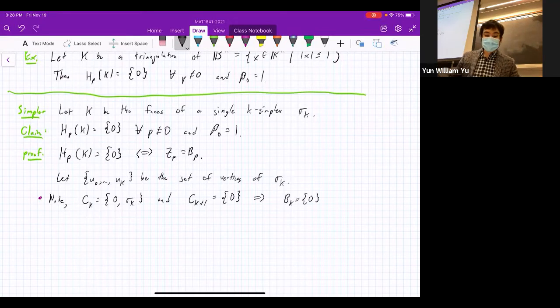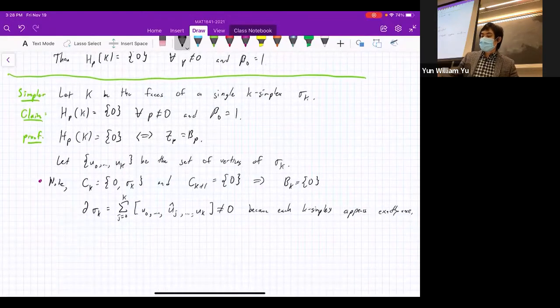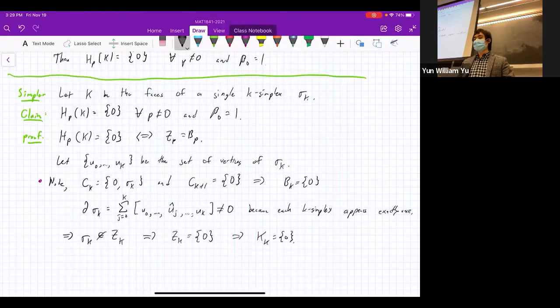Because the image of 0 is always 0, we know that the boundary of sigma K, which is equal to the sum over j equal to 0 to K of u naught all the way through, but not including, u j through u K, is not equal to 0, because each K simplex appears exactly once. So this implies that sigma K is not in Z_K, because it doesn't map to 0, which then implies that Z_K is just equal to 0, since that's the only other term left, which implies that H_K is equal to 0. So this is for just the case of C_K, the highest dimensionality that we care about.